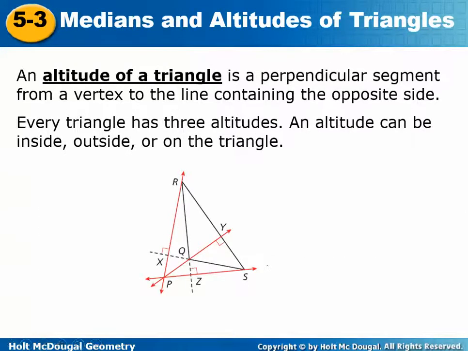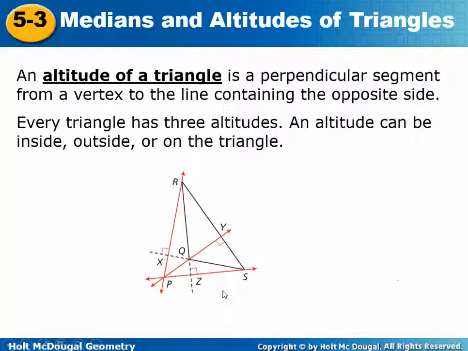Okay, next thing we're going to go over is altitude. So we did centroid. Centroid is when you connect the midpoint to the vertex opposite. The altitude is just another name for the height of a triangle. Okay, it's the perpendicular segment from a vertex to the line containing the opposite side. Every triangle has 3 altitudes.